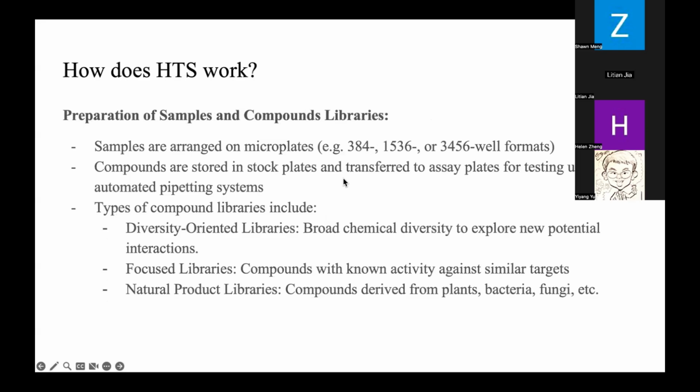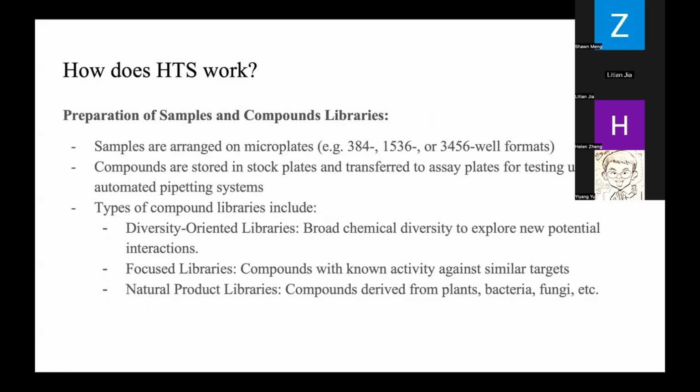To go over how HTS works, you first start with preparing the samples and compound libraries. Samples are arranged on microplates that can be typically in a 384, 1536, or so on well formats. And then compounds are stored in stock plates and transferred to assay plates for testing using automated pipetting systems.